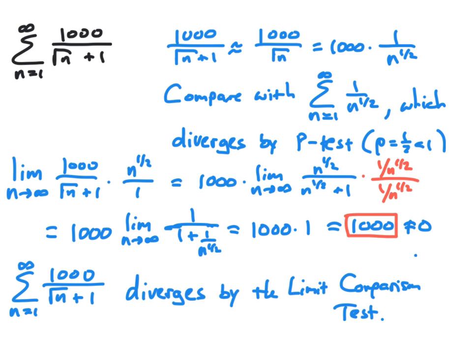When we simplify all of that and compute the limit, we see that we have 1,000 times the limit as n approaches infinity of 1 over 1 plus 1 over n to the 1/2. Computing that limit, we get 1, and so our total limit here of our quotient will be 1,000, which is a non-zero number. This tells us that our two series have the same behavior, and since our p-series that we're comparing to diverges, the series from n equal 1 to infinity of 1,000 over square root n plus 1 will diverge by the limit comparison test.